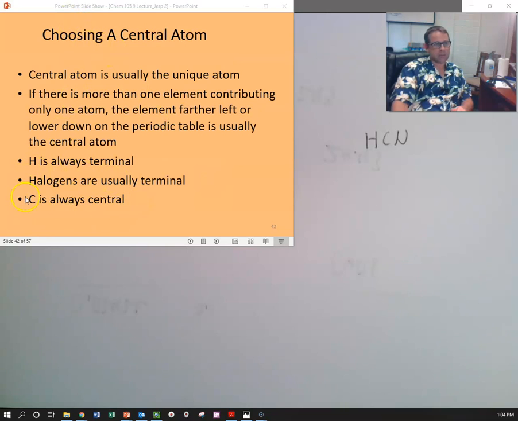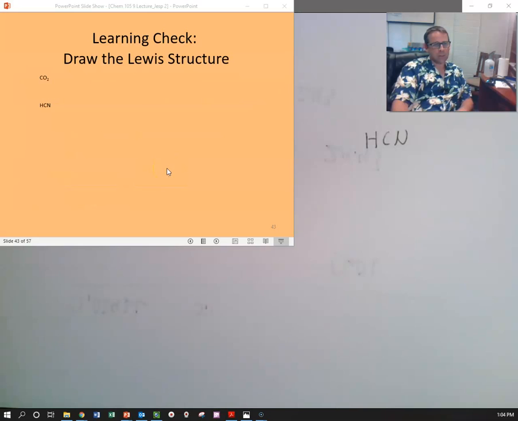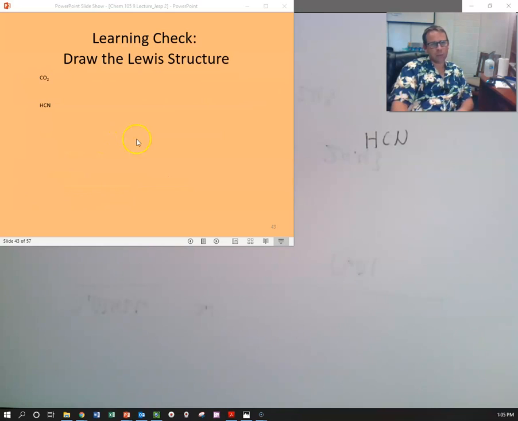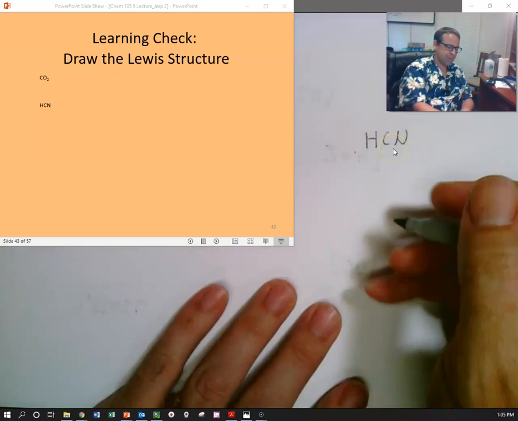Carbon is generally, it says always here, I would say it's better said generally, will want to be the central atom. Very good. Another rule here is if there's more than one element contributing only one atom, then the element farther left and lower down on the periodic table is usually the central atom, or the least electronegative. And that rule would fit here as well, because nitrogen is more electronegative than carbon.